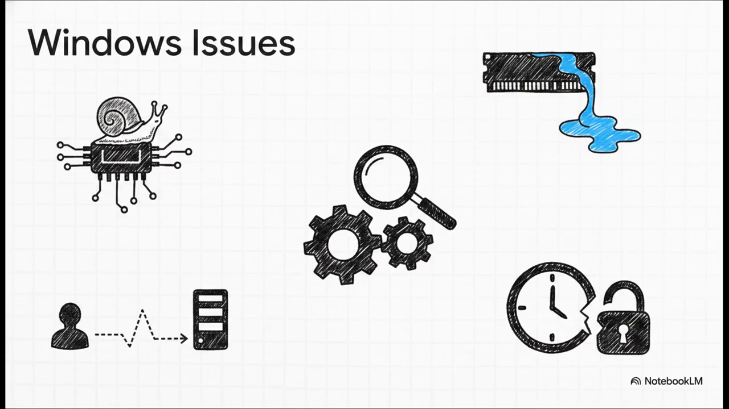What about a slow profile load in a corporate office? That's typically domain network latency when the system is trying to sync roaming user profiles. And lastly, time drift. If a computer's clock gets out of sync, you are going to get constant certificate errors. The quick fix? Just sync it with a time server.